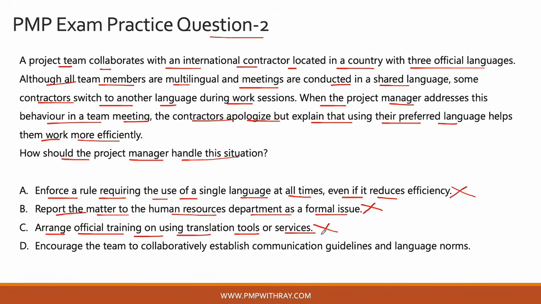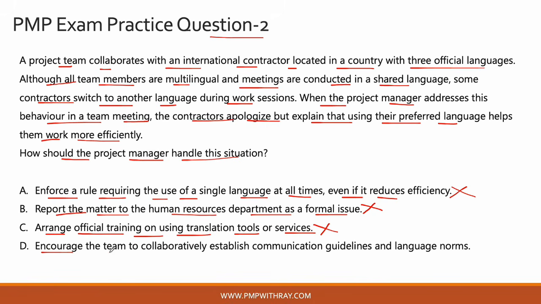This is a bit of an overkill, guys. Arranging official training, translation tools, getting a translator for project related purposes, I don't know, it's a huge overkill, right? So probably this option is also not correct, and that leaves us with option D.